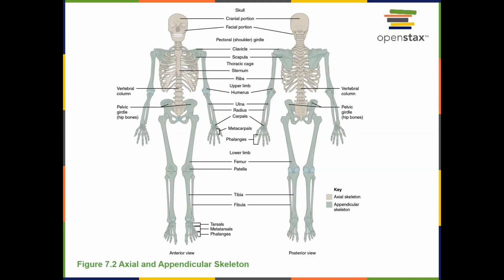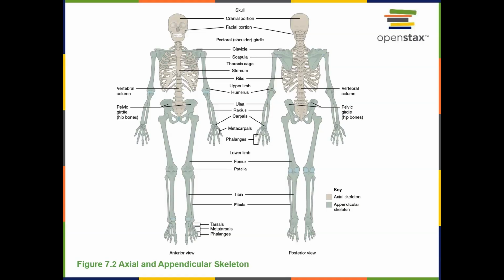Here in the illustration, the lighter gray color is used for the axial skeleton, which consists of 80 bones found along the central axis, along the midline of the body. This includes the skull, made of 29 bones, the vertebral column, which consists of 26 bones, and the thoracic cage, which consists of 24 ribs and 1 sternum.